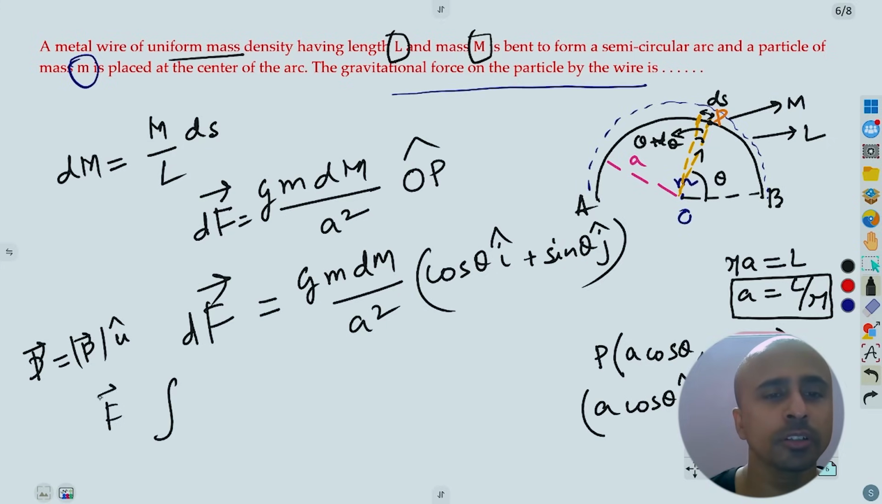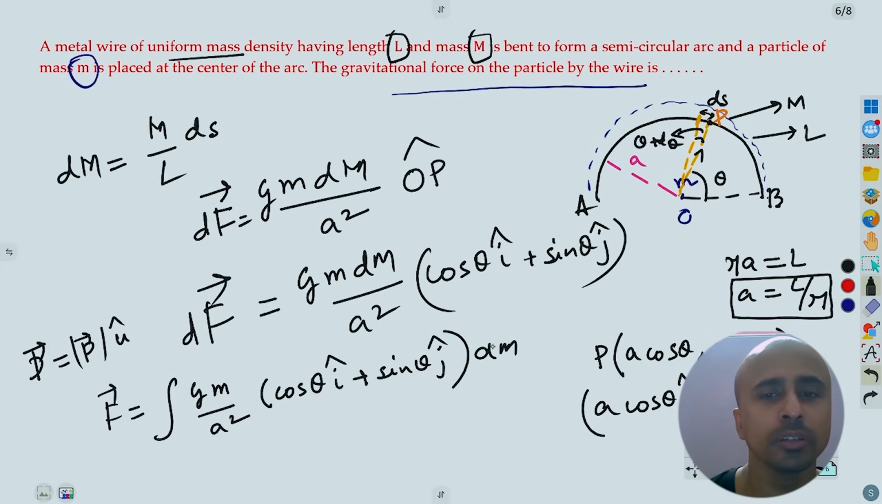Let's say this is F vector: G m by a square, cos theta i cap plus sin theta j cap, by dm. Okay, now what is our dm?